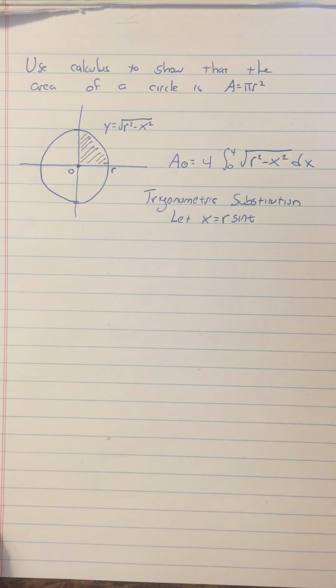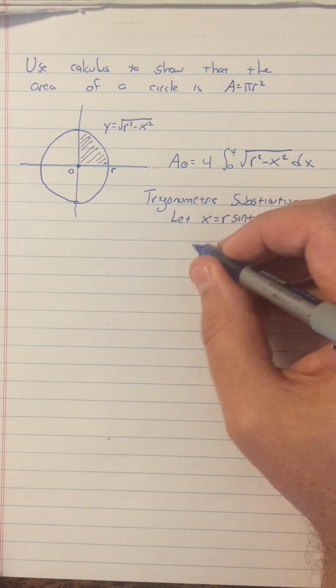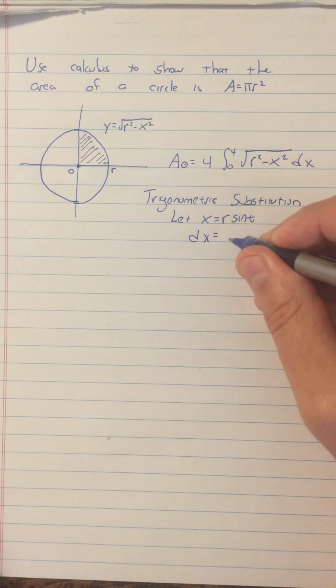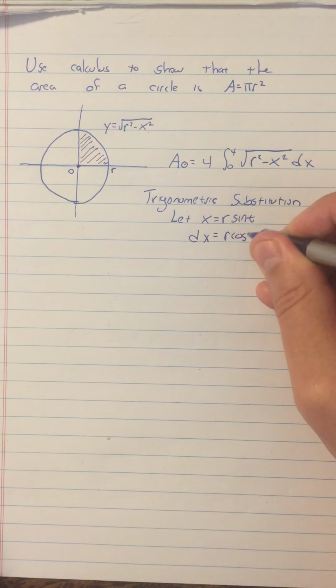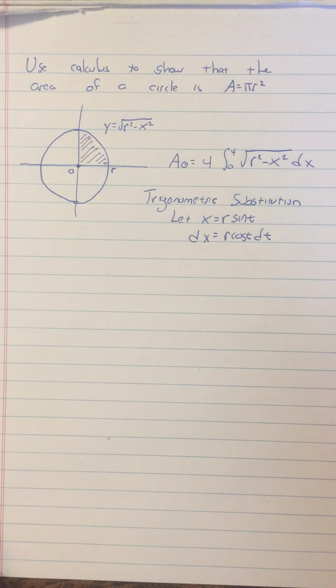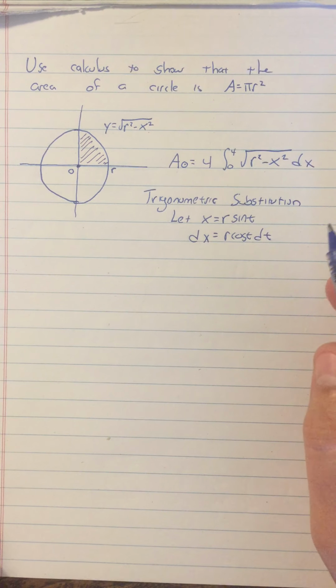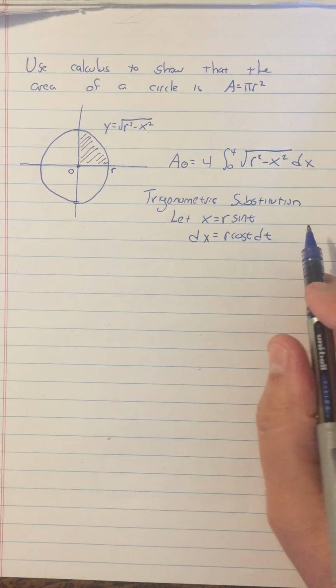And then we do the same things that you usually do for a u substitution. So we're going to say what the dx is. Now remembering that r is a constant, that dx is going to be r cosine t dt. All right. Now that sets up a different integral in here.